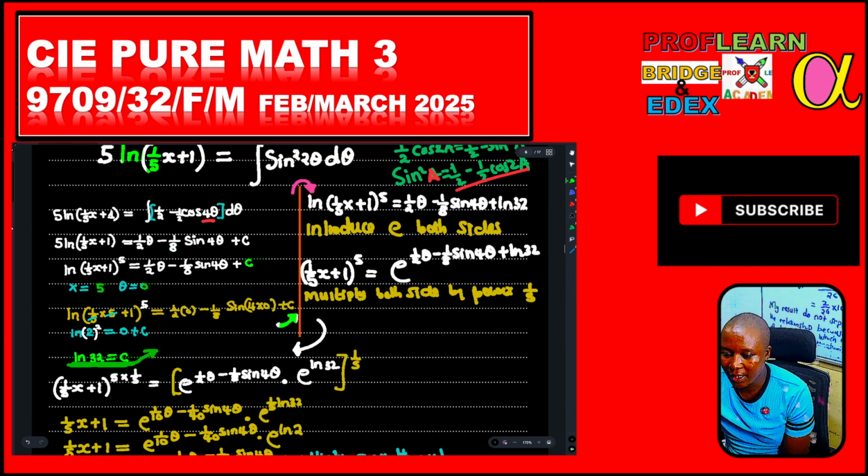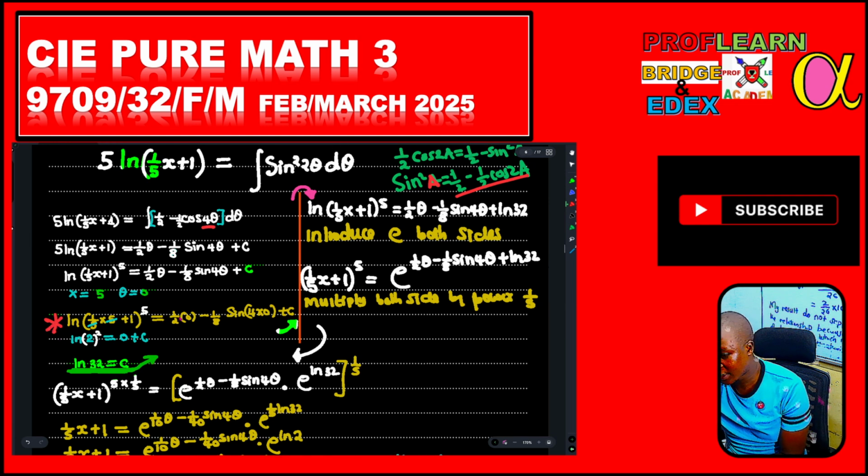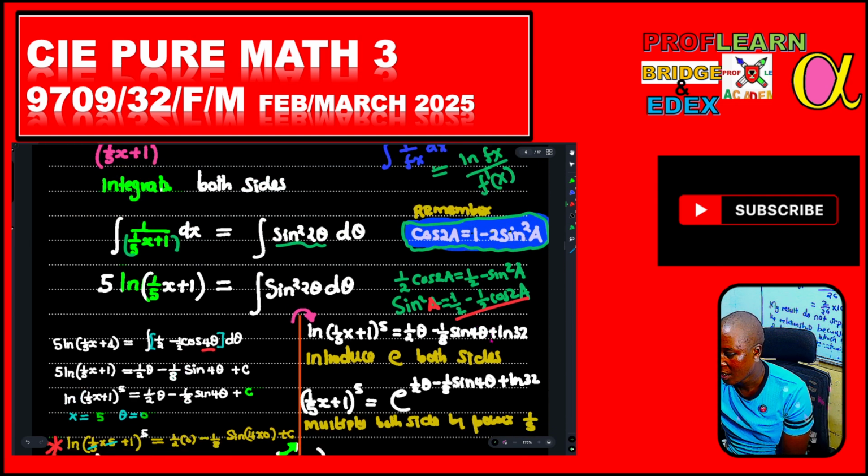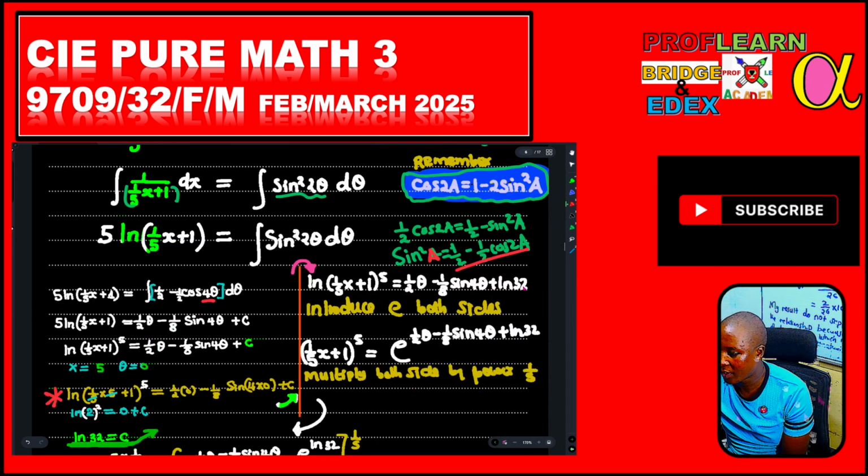So with this value of c that we have gotten here, we can substitute it in the equation that we had written at this point, the equation we had gotten here. So anywhere you have c, you are going to write ln of 32.